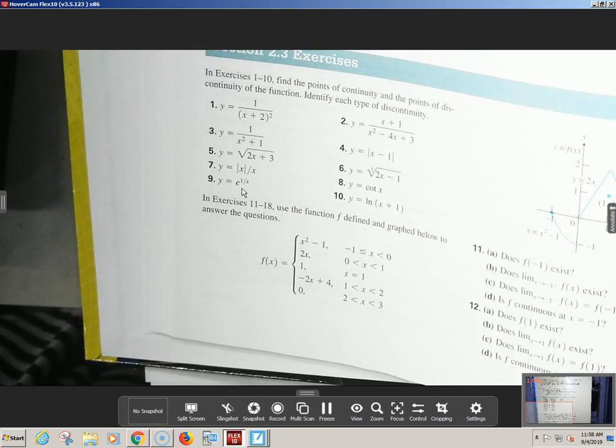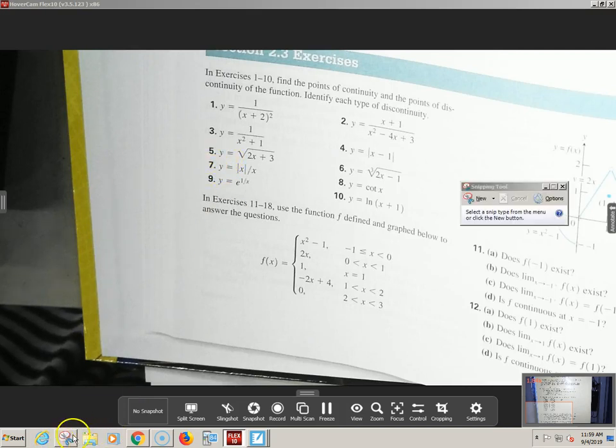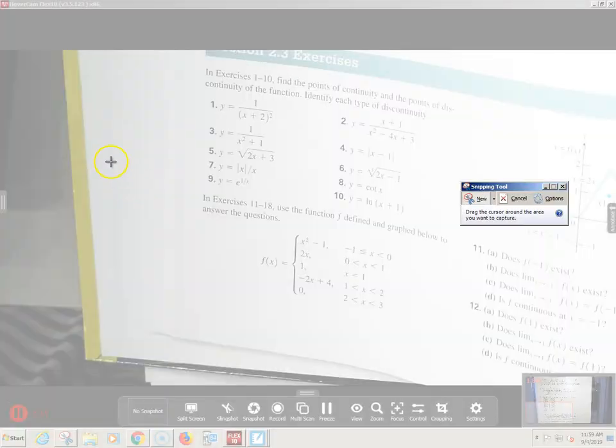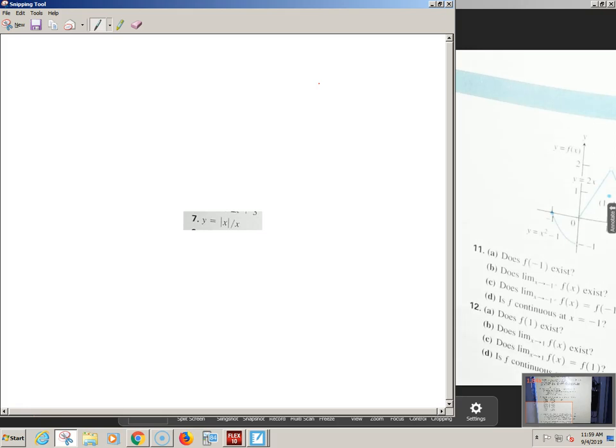Yeah. And then number 7. Ooh, this is a great one because Calc BC had to do this one. Absolute value of x over x, guys. How do we rewrite that as a piecewise function? We have to think about less than 0 and greater than 0 because we're thinking about absolute value and when it acts differently. It acts differently for positive numbers than for negative numbers.